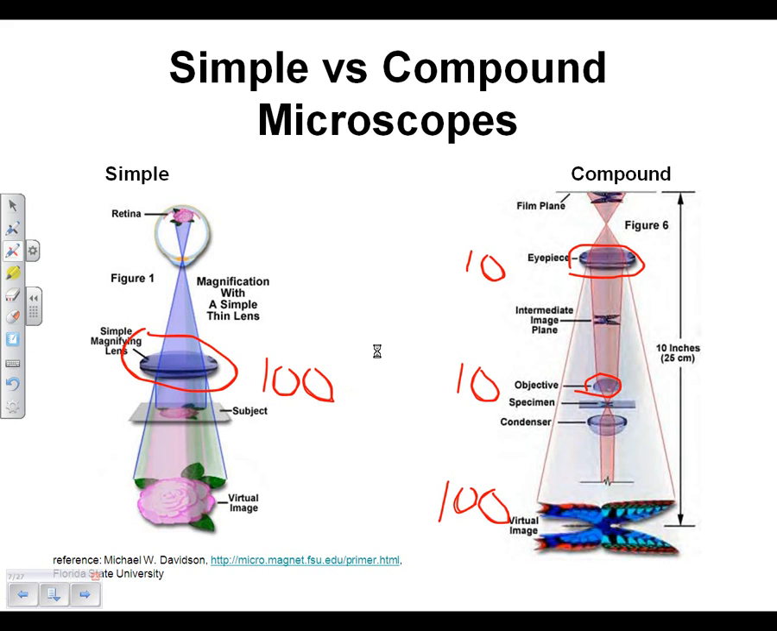So that's just to give you an idea of the differences, and this is basically how the microscopes you're going to use work, the compound ones. There's a couple of lenses in there that do all the magnification.